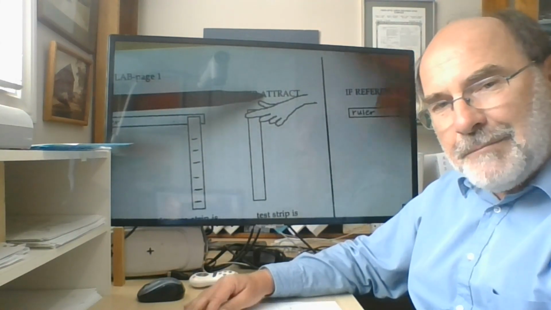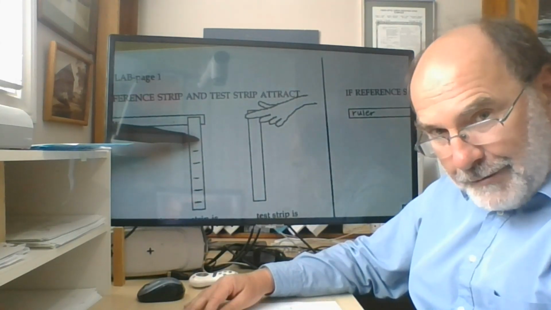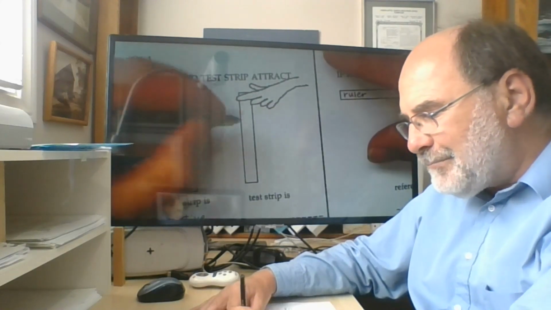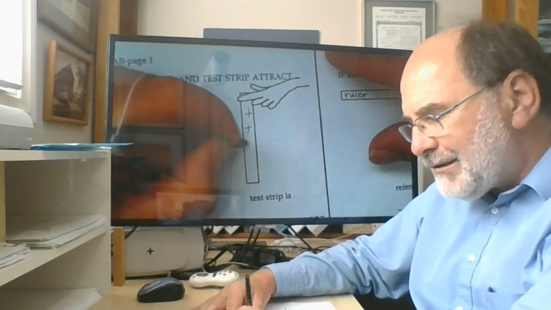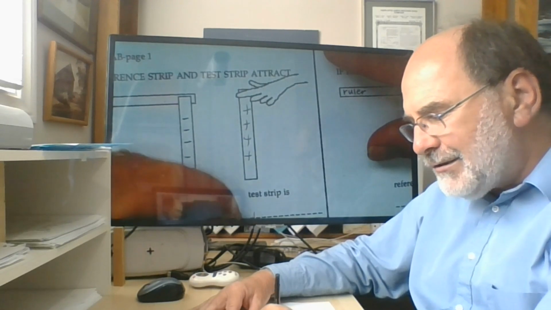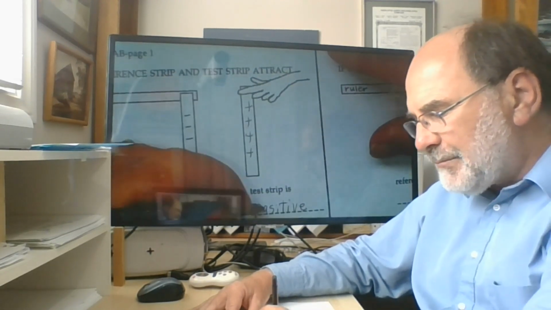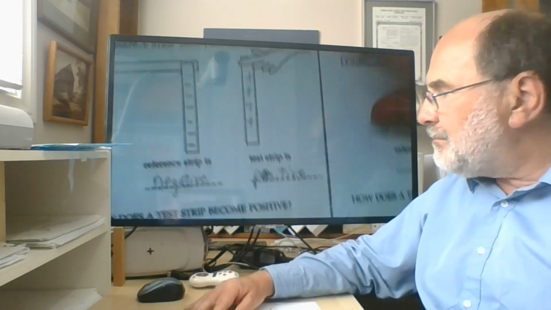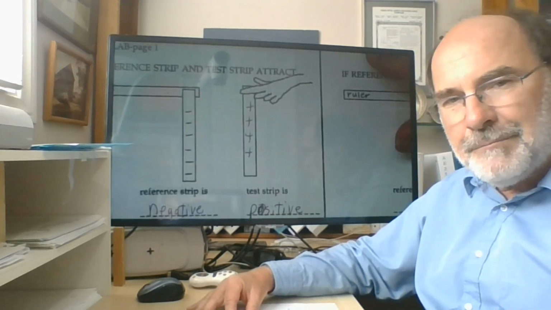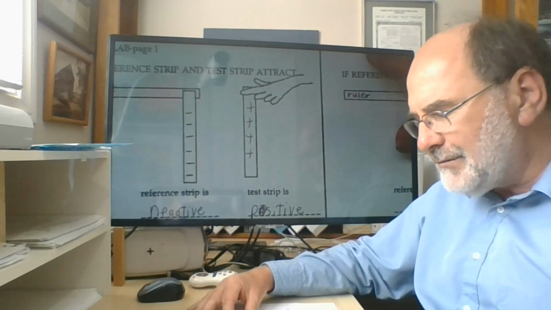If the test strip is observed to attract the reference strip, then the test strip must have a bunch of plus signs on it, and the test strip is positive. That's supposed to be an O. Positive. Ta-da! Simple. Just physics, child.